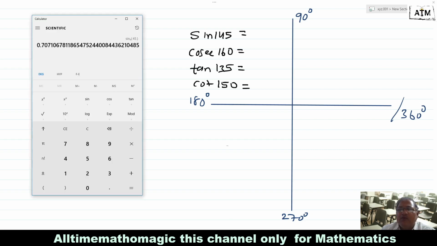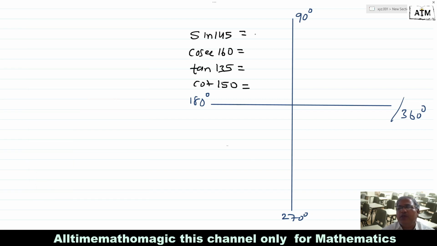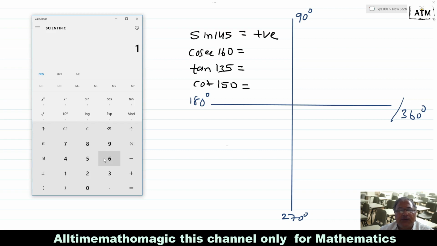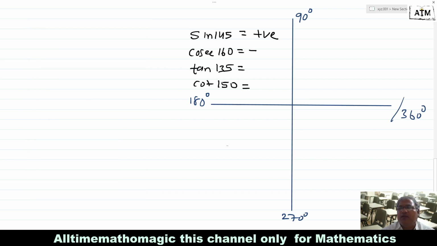First of all, I have sin 145. Sin 145 is positive. Now find out cosec 160. Cosec 160 is also positive. How do you know that? I calculated sin 160, and the reciprocal of a positive is positive only. So cosec 160 is also positive.